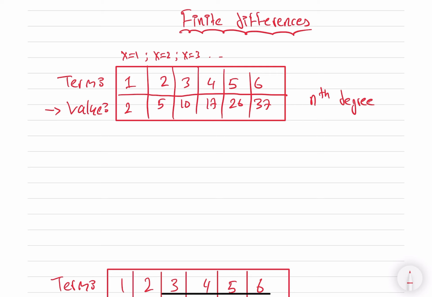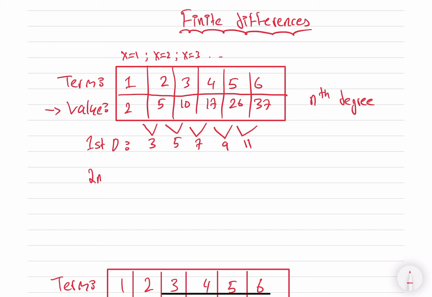So how do I find the first difference for this polynomial function? Well, you subtract 2 from 5. What do we get? 5 minus 2, which simply equals 3, right? That's the first difference. And we do 10 minus 5, which equals 5. 17 minus 10, which equals 7. 26 minus 17, which equals 9. 37 minus 26, which is simply 11.